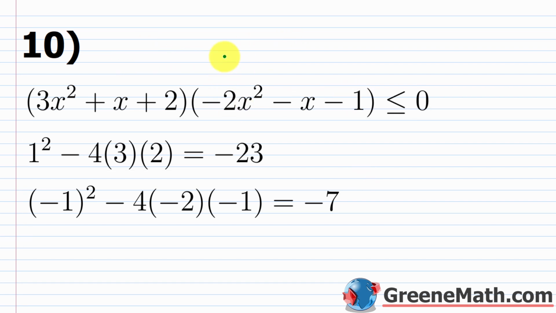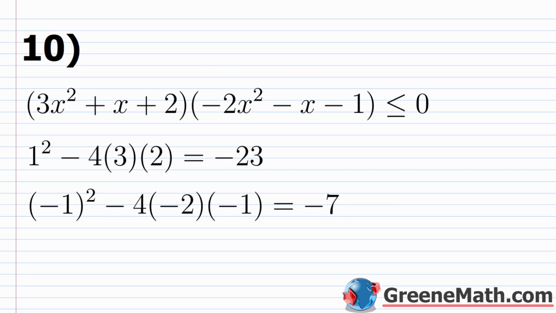Similarly, for this one, your a is going to be -2, your b is going to be -1, and your c is going to be -1 as well. So if you're doing b squared minus 4ac, well, b is -1, so -1 squared, minus 4 times your a is -2, times your c is -1. If you go through and do that, you're going to get -7. So again, this one's going to be 2 non-real complex zeros as well.